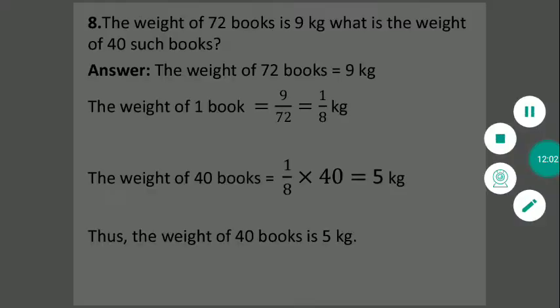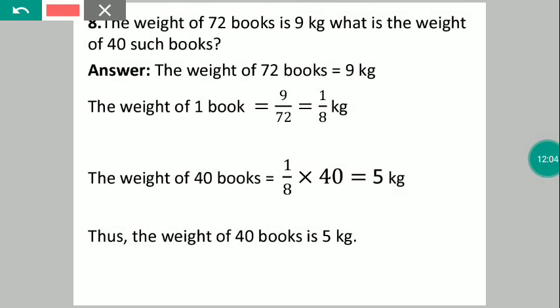Now question number 8. The weight of 72 books is 9 kg. What is the weight of 40 such books? The weight of 72 books is equal to 9 kg. So the weight of one book is nothing but 9 upon 72, which is equal to 1 by 8 kg.